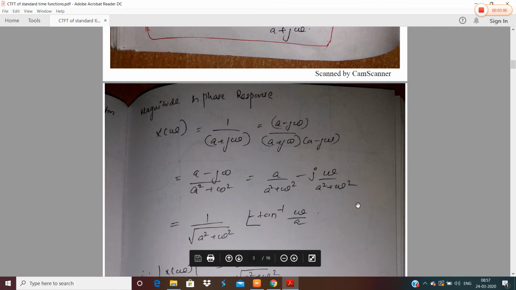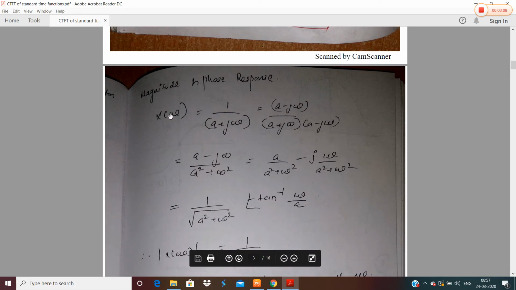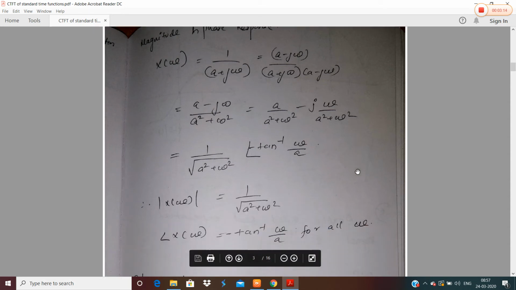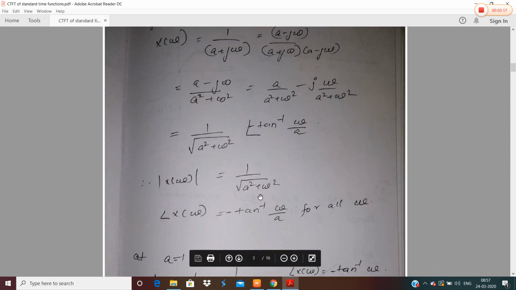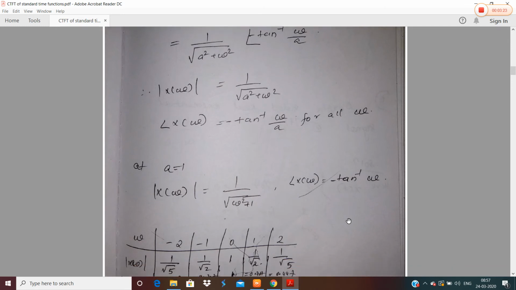So that is what is being summarized: X of omega can be expressed as its magnitude as well as the phase part, where the magnitude part is 1 by root of a square plus omega square and the phase part is minus tan inverse of omega by a, for all omega. In the next section, we give the value of a equal to 1. Hence, mod X of omega is equal to 1 by root of omega square plus 1, because a is equal to 1. And angle X of omega, substituting a equal to 1, we get minus tan inverse of omega.